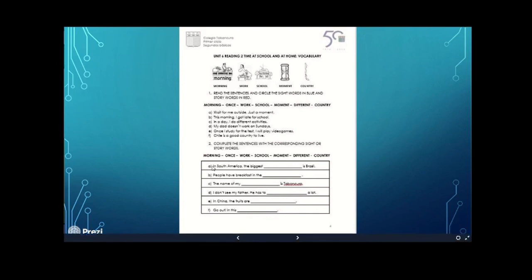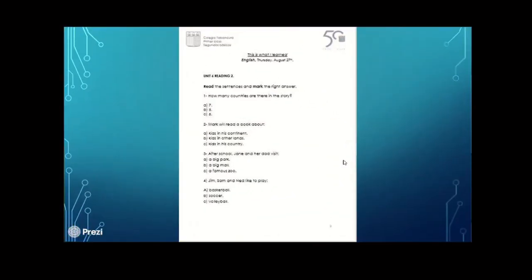For example, letter A, in South America, the biggest is Brazil. So you're going to choose one of these words here. Very simple. Finally, this is what I learned. You have 4 questions. Number 1, how many countries are there in the story?